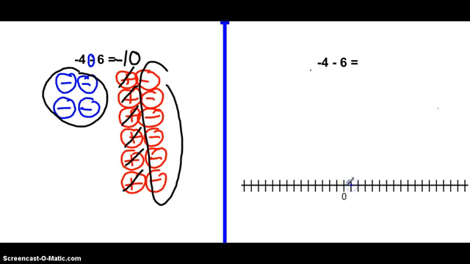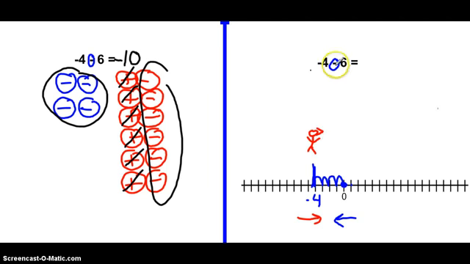Let's look at the number line. Start here at 0. This is my subtraction sign. So we got a -4 and we're subtracting +6. Because the first number is -4, we're going to go this way to -1, 2, 3, 4. There's -4. Now, the second number is a positive, so we are going to turn around and we're going to look this way.